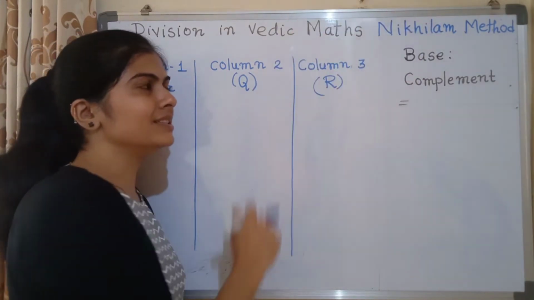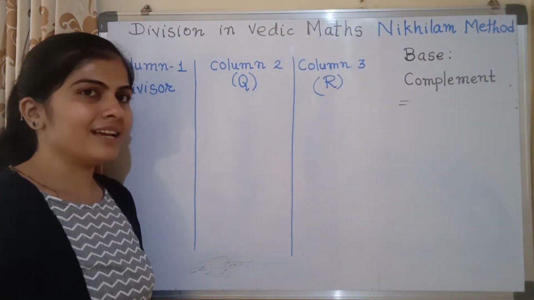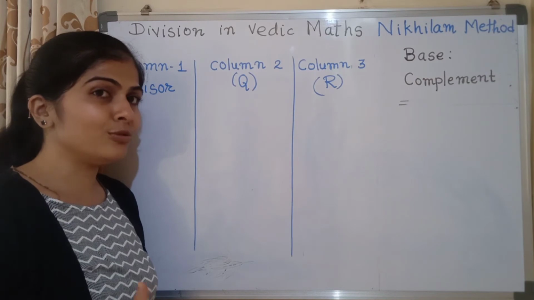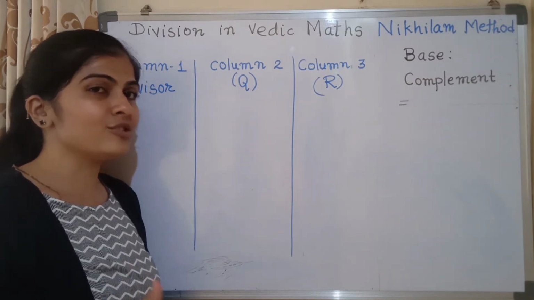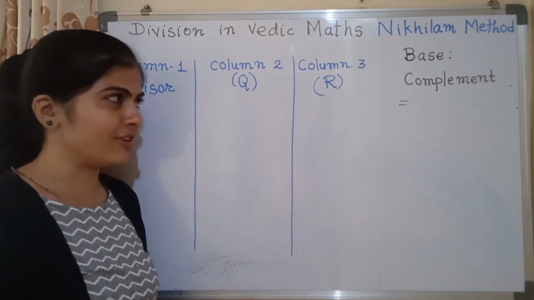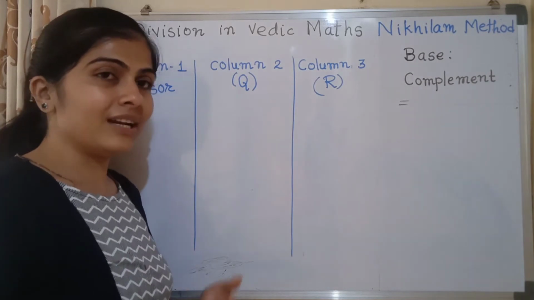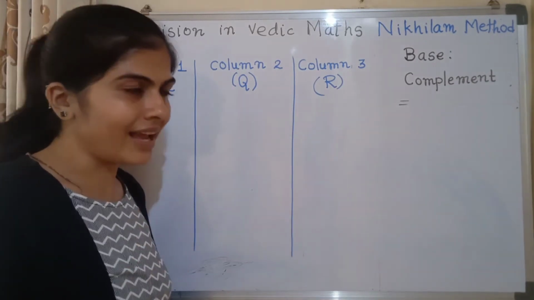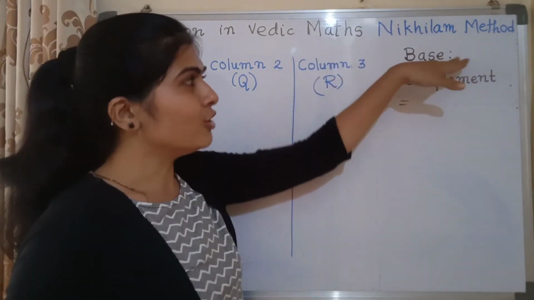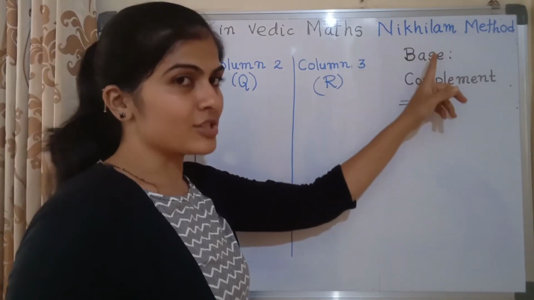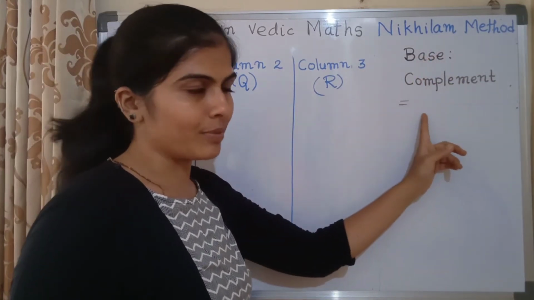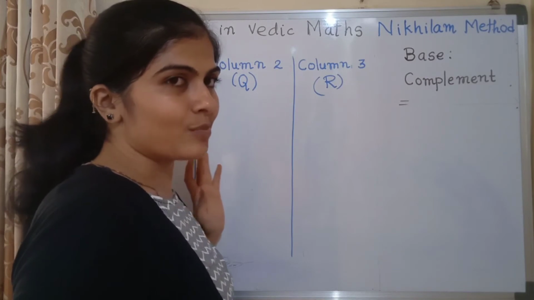The name of this method is Nikhilam method. As I have told you, you don't need to do subtraction in this as you used to do in the conventional method. So in this method, let's consider one example and then I will explain. Here you need to take care of two things. First one is the base, another one is the complement. I will explain this part later on.